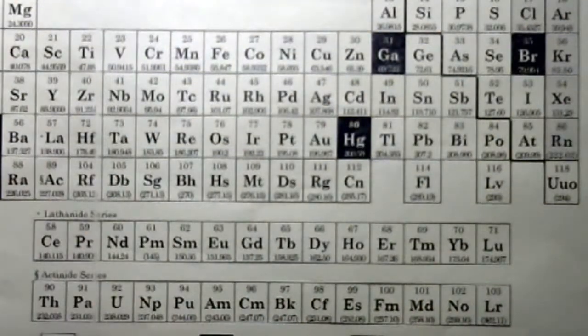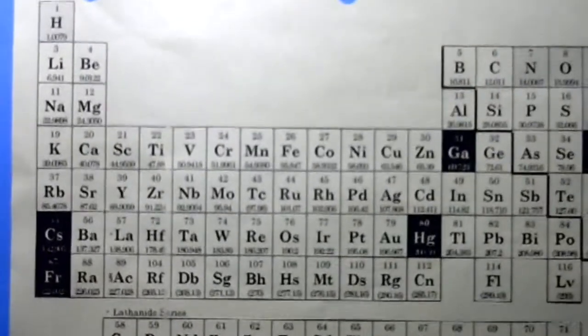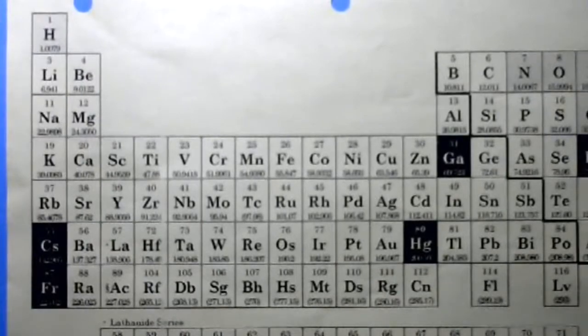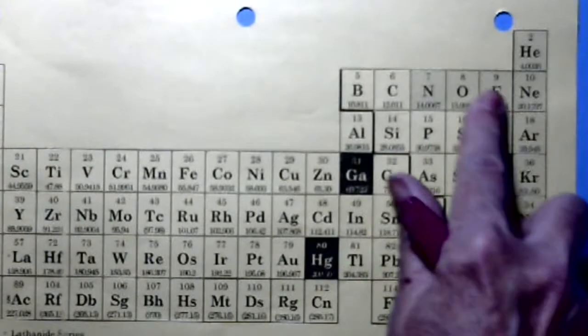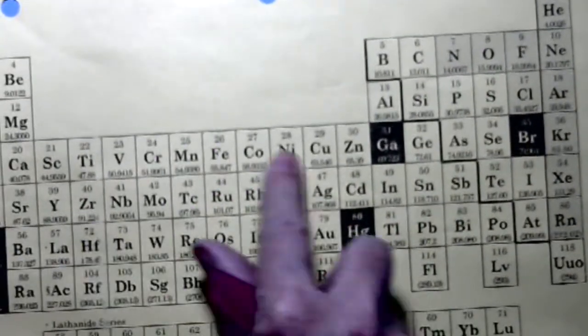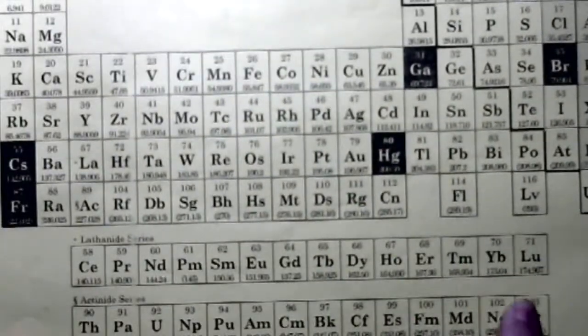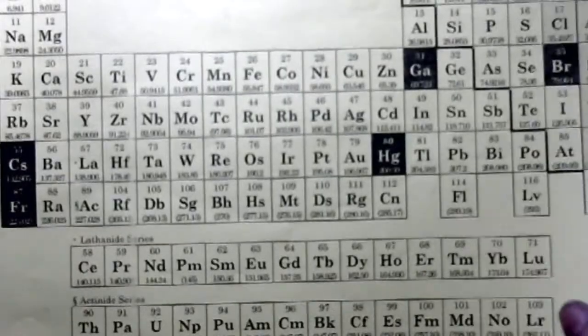So our periodic table can tell us where the next orbital comes. These represent the s, these represent the p's, these represent the d's, and these represent the f's. All right, so I've marked a periodic table for you.